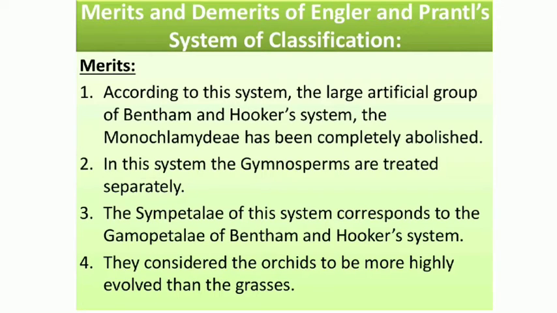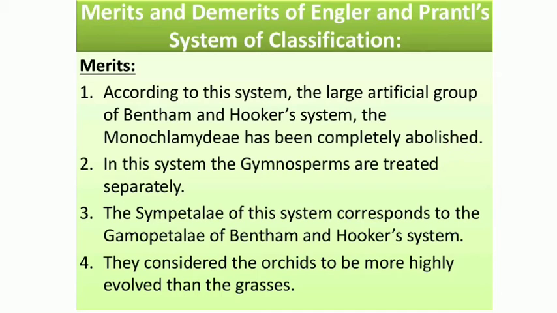Second merit is, in this system gymnospermae are treated separately, means it is not included in between. In Bentham and Hooker system, we have seen that monocot, gymnosperm, then dicot, gymnosperm, but here they have kept gymnosperm separately. Third point, the Sympetalae of this system corresponds to the Gamopetalae of the Bentham and Hooker system. Both have the same meaning, fused petals.